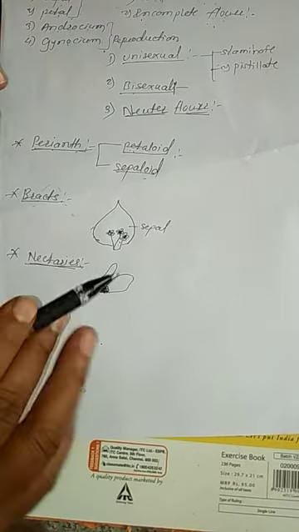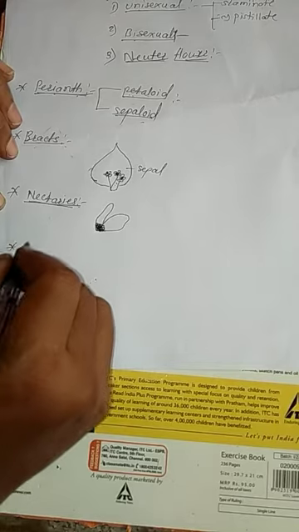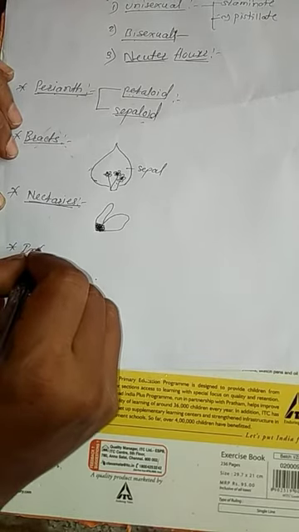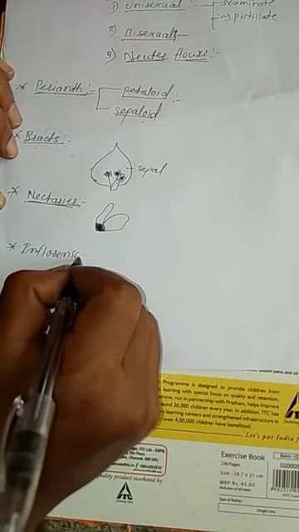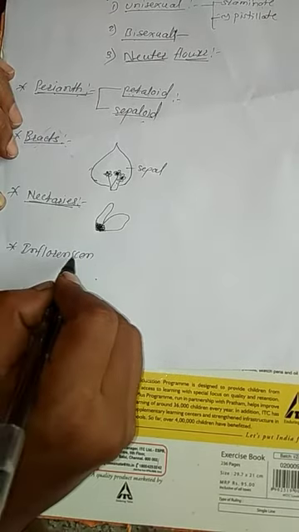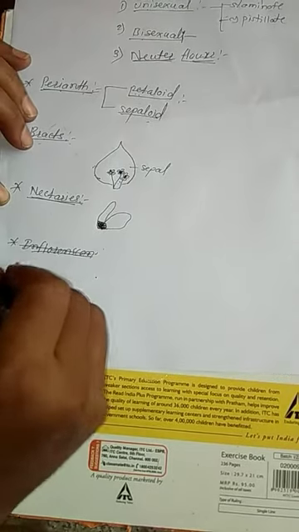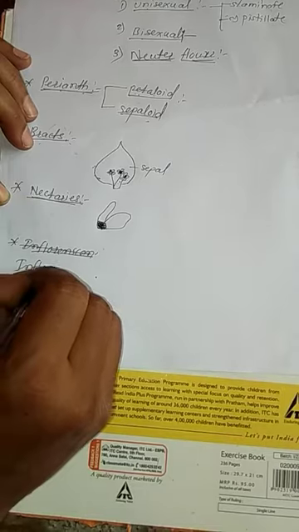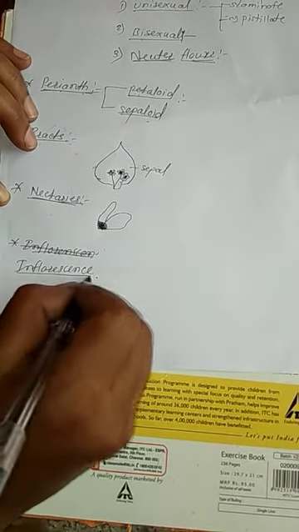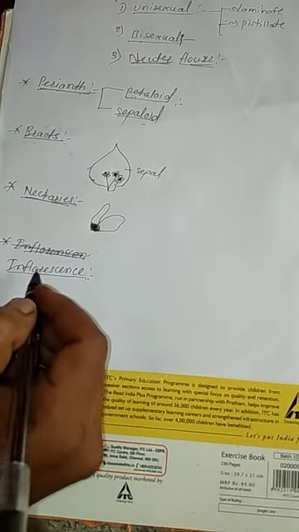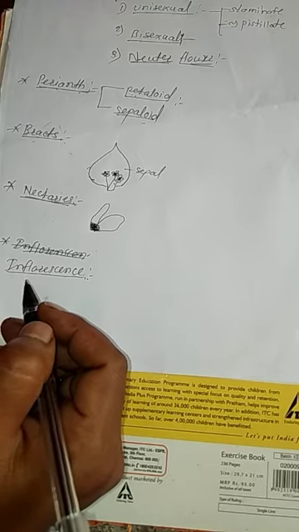Got it student? And the next important definition of the flower is the inflorescence. Inflorescence. See, again I will write it. Inflorescence. What is meant by inflorescence? Inflorescence is the mode of arrangement of the flowers on the axis of the plant.